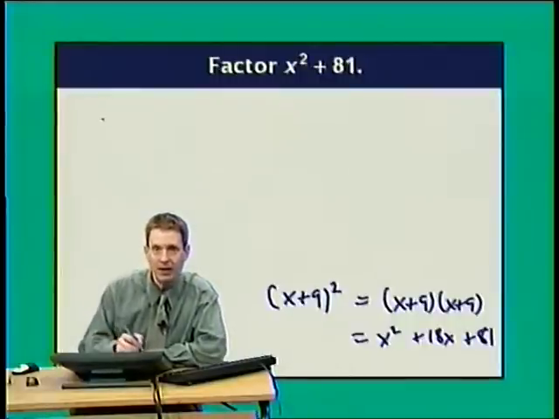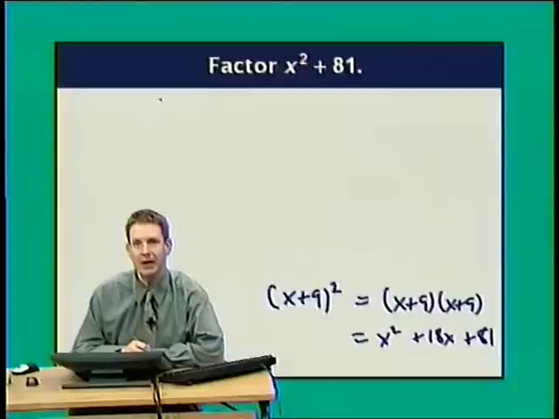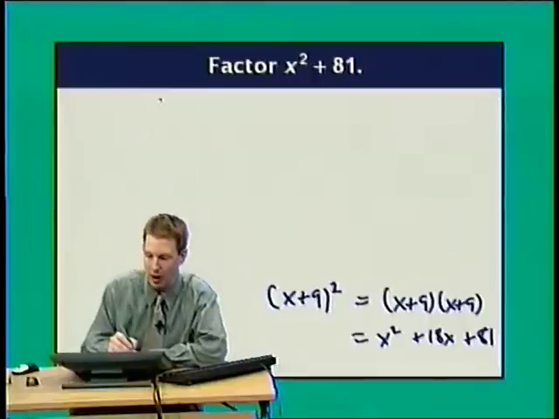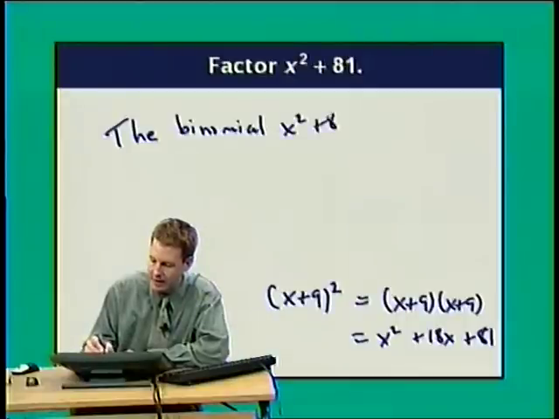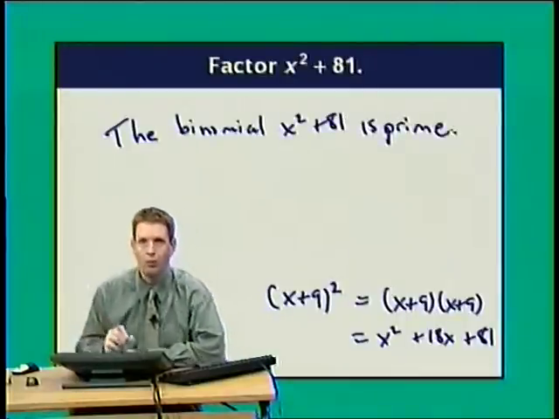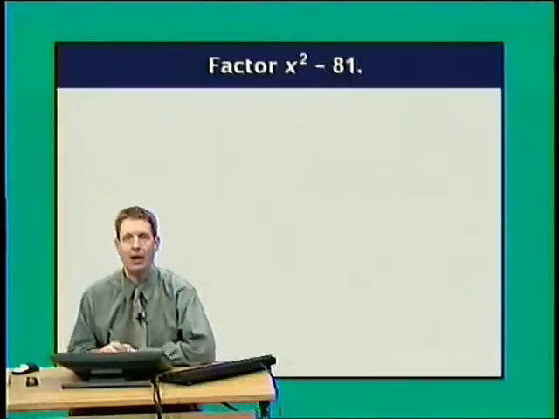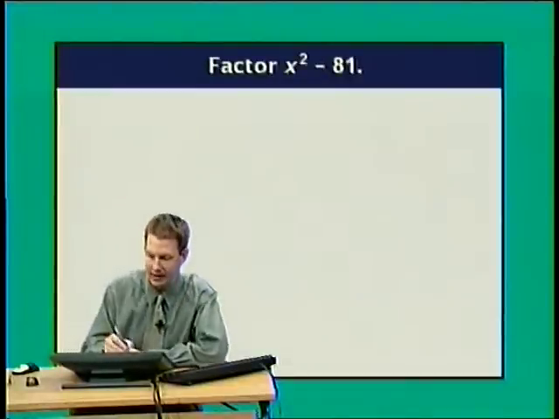Remember, we talked about in lesson 9 that anytime you have x squared plus a number squared, the binomial is prime. The binomial x squared plus 81 is prime. How about x squared minus 81?